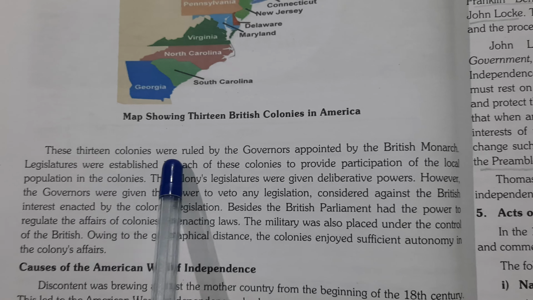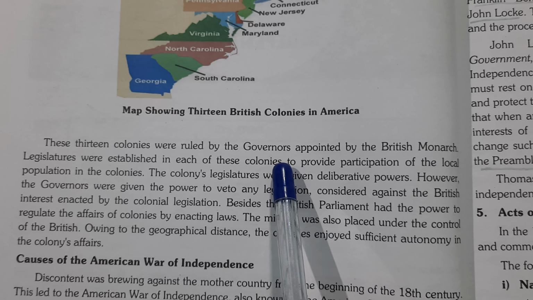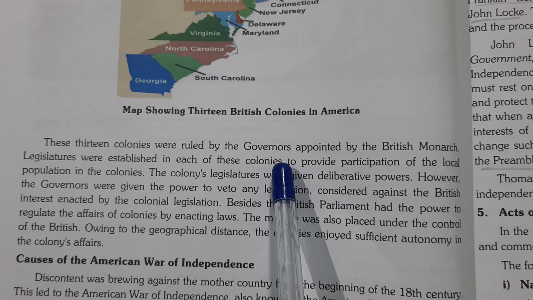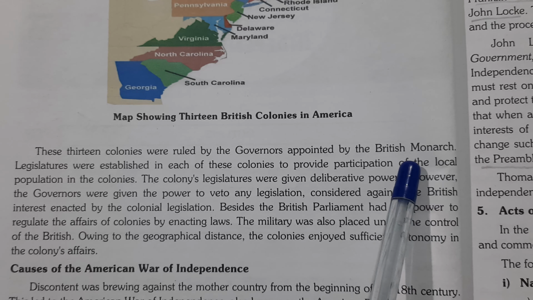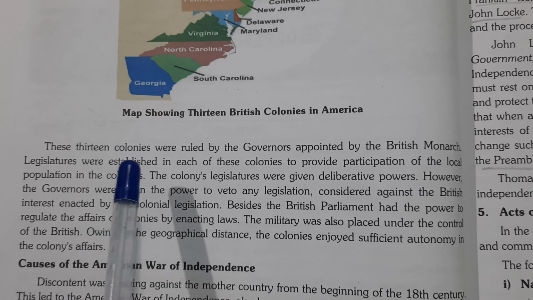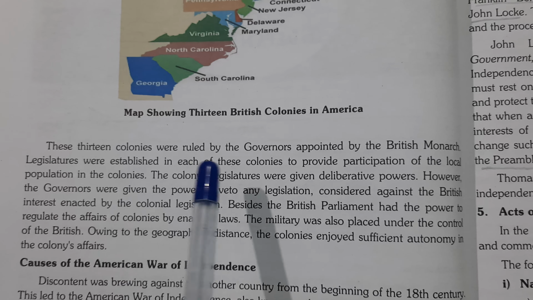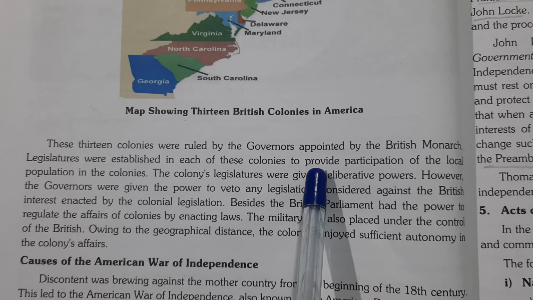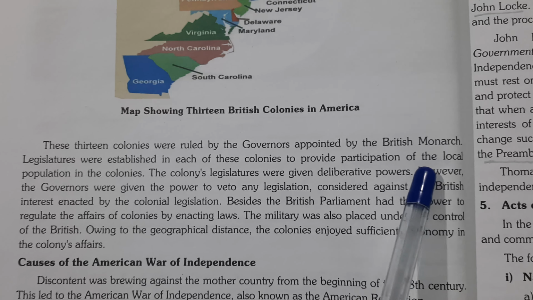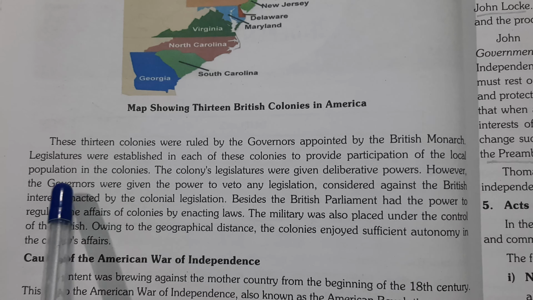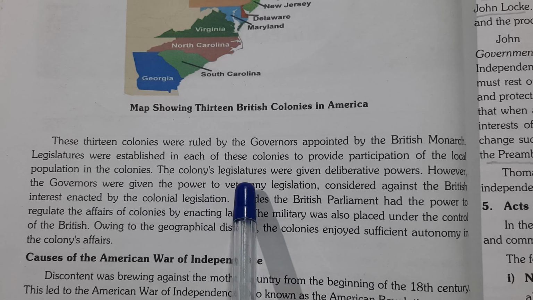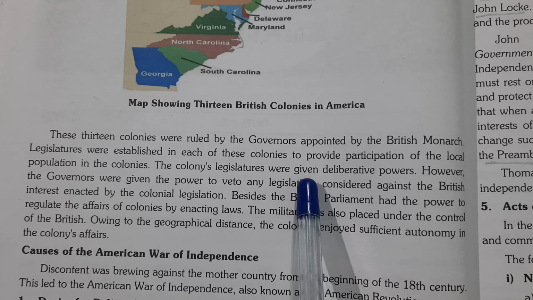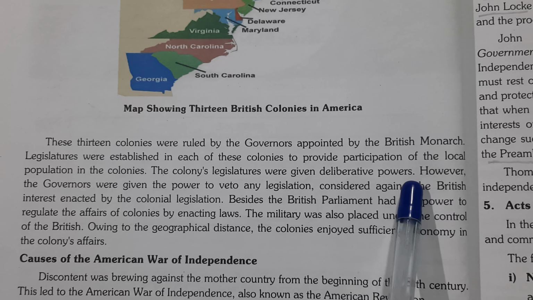These 13 colonies were ruled by governors appointed by the British monarch. Legislatures were established in each of these colonies to provide participation of the local population in the colonies. The colonial legislatures were given deliberative powers.